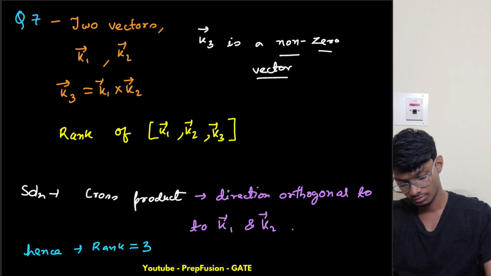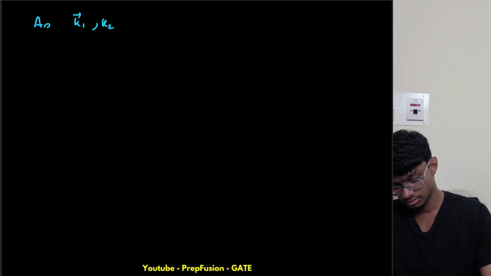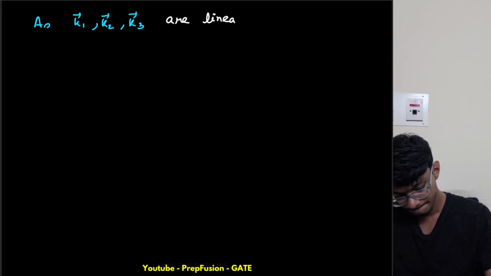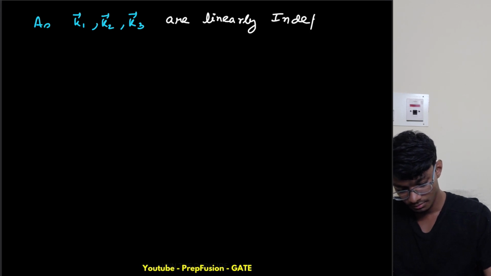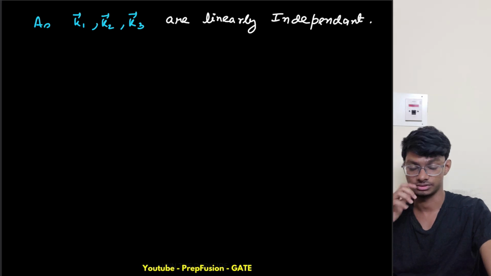As k1, k2, k3 are linearly independent, right? So this is basically what the first question tells us.